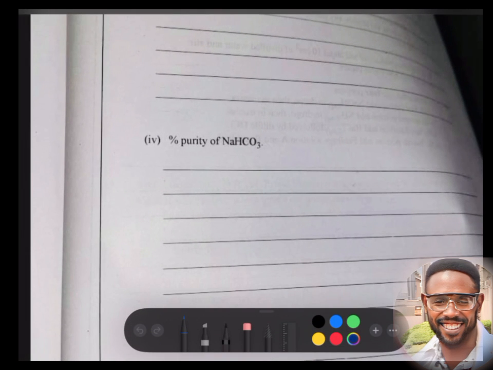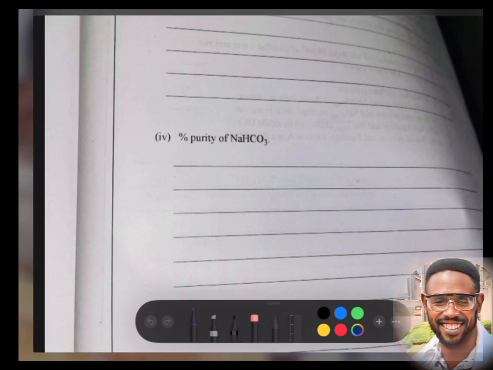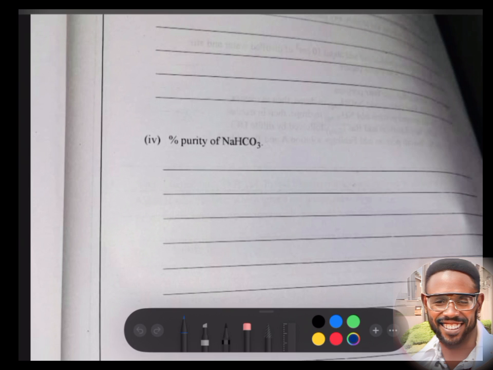Question IV asks for the percentage purity of sodium hydrogen carbonate. We have gotten 7.65 as the pure sample. So percentage purity is equal to mass concentration, which is the mass of pure, divided by the mass of the impure sample, times 100 over 1. I advise you put sample there, because when you say mass of impure, it looks like the mass of the impurity itself.